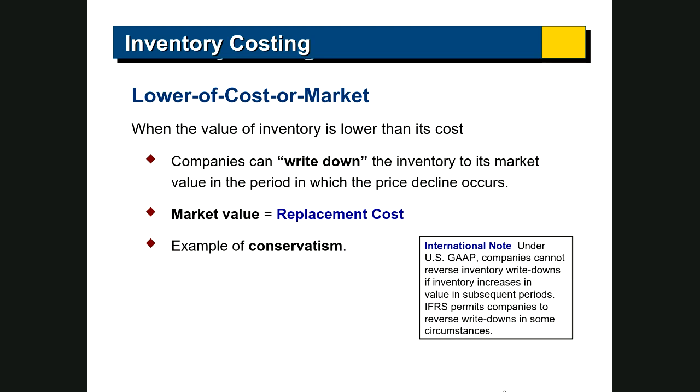If 45 is your cost and 52,000 is the market price, you have to report it at 45. If 48,000 is the cost and 45 is the market, you have to report it at 45, right? Very simple. It's 15,000 cost, 14,000 market, reported at 14,000. So this is going to be your total inventory. Clear? Very simple, yes?